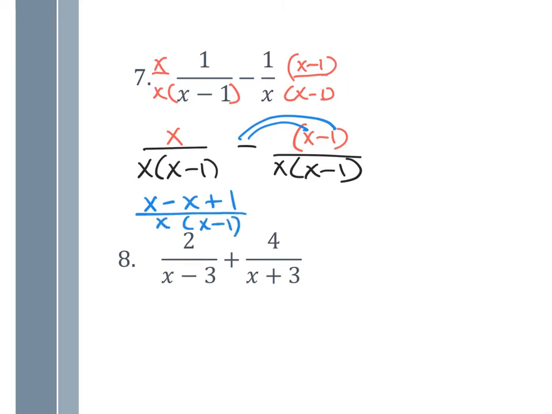I'm going to add my like terms in the numerator. X minus x is 0. And I'm left with 1 over x times x minus 1. And I'm done.